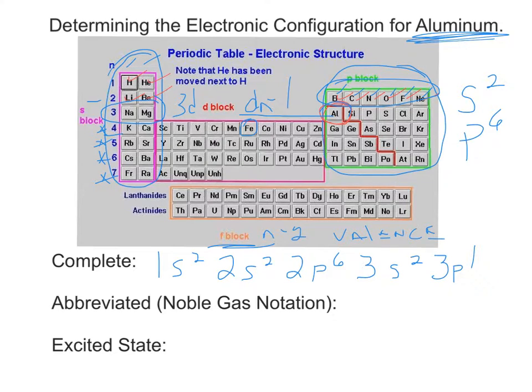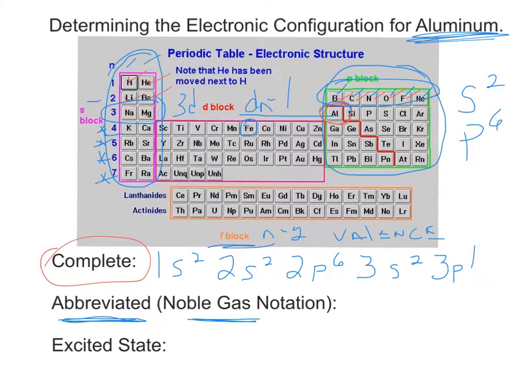Okay? Now this is what's called the complete electron configuration, and that is every electron that is in the element of aluminum and how many electrons I have there. Now, in chemistry, because we're kind of lazy, we usually use the abbreviated. So unless they specifically ask you for the complete electron configuration, you're always going to give them this abbreviated, which is also known as the noble gas notation.